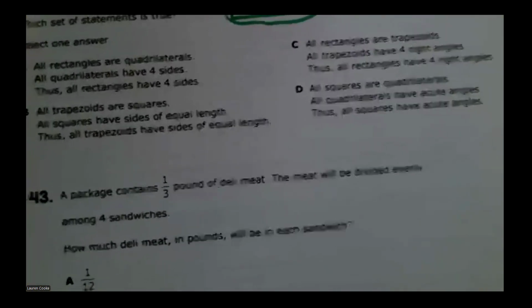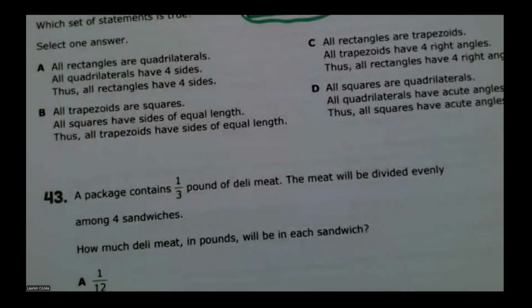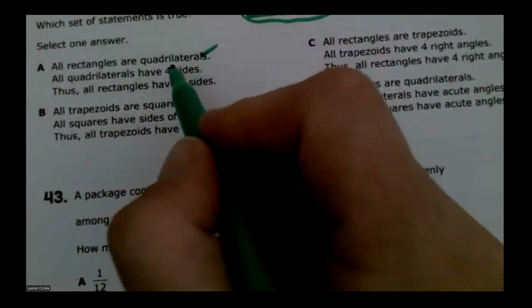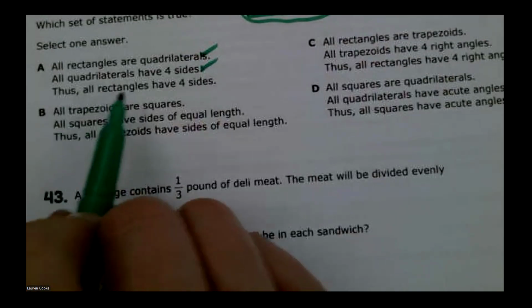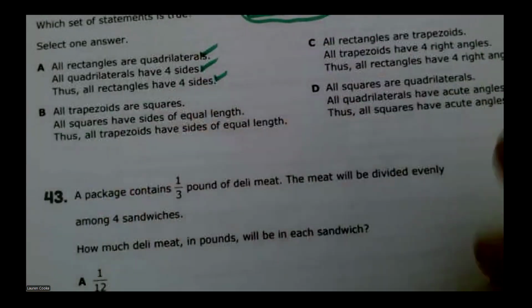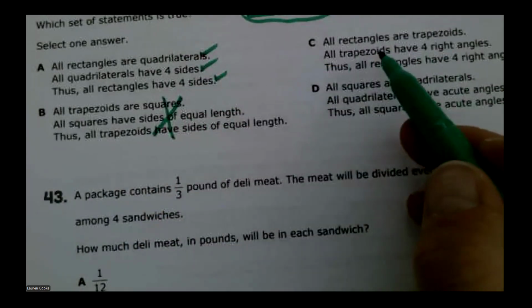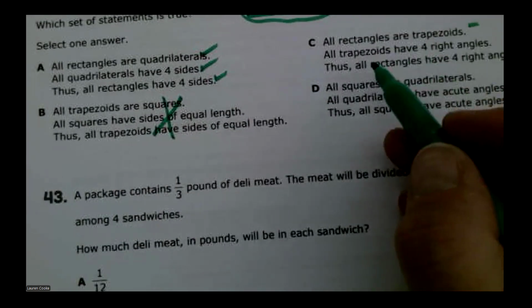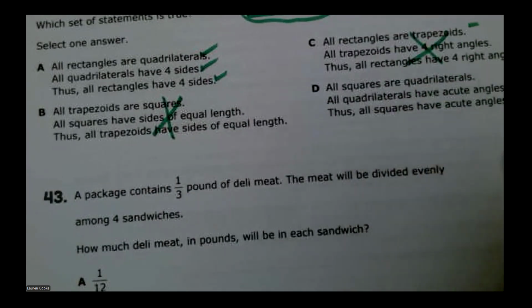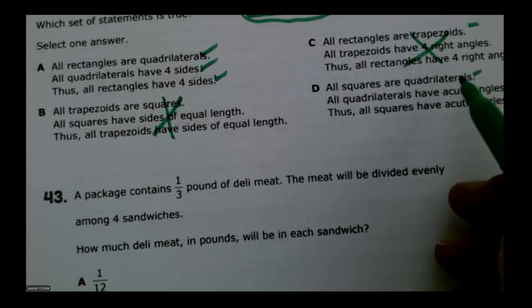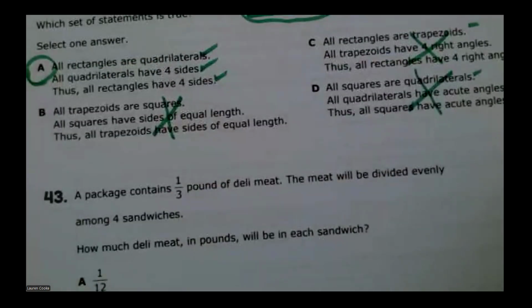All right, which set of statements are true? We gotta read. All rectangles are quadrilaterals. That is true. Quadrilaterals have 4 sides. Thus, all rectangles have 4 sides. This is true. Let's see. All trapezoids are squares. All rectangles are trapezoids, potentially. All trapezoids have four right angles. All squares are quadrilaterals. True. All quadrilaterals have acute angles. Not true. Okay, I like A.